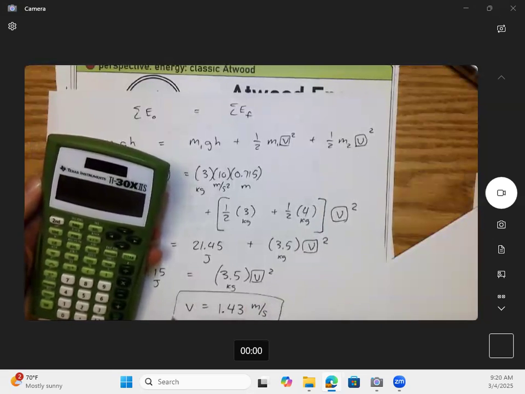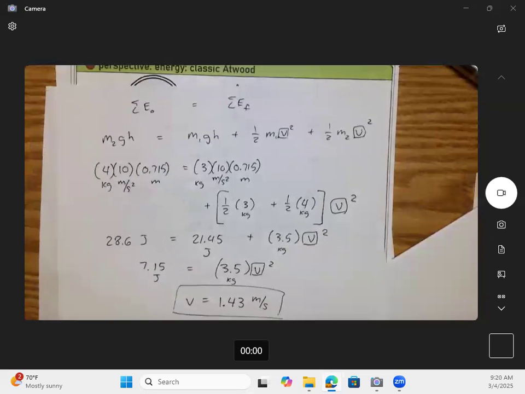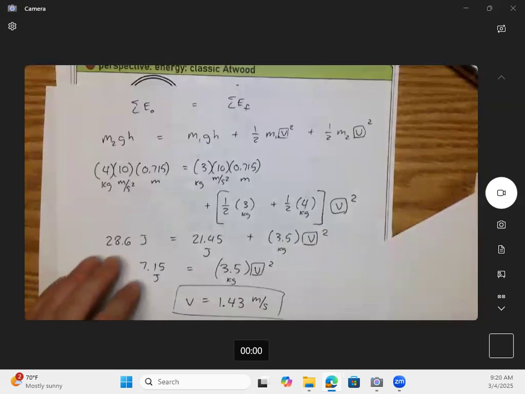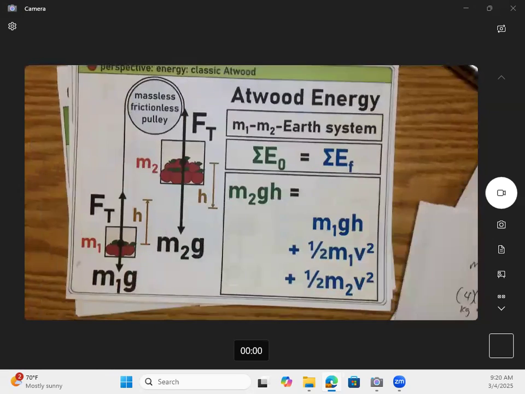There you go. I mean, that had to be the answer the whole time, because that's also what we got going through dynamics followed by kinematics. And this is the energy approach, and it's the same thing. Okay. Are we good? All right. So there's your classic Atwood. Classic Atwood. All right, ready for the next one.